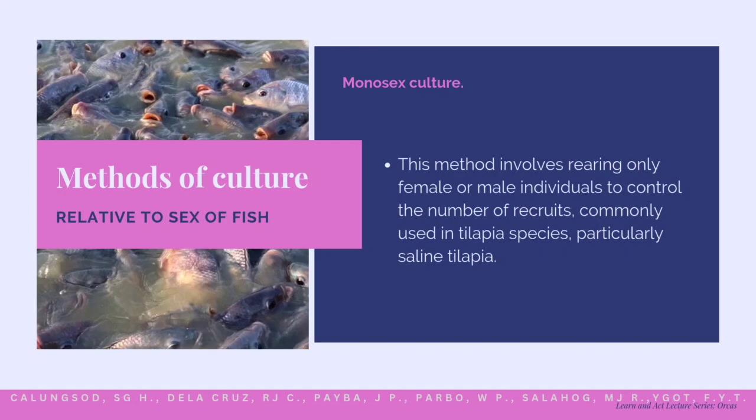methods I've said in the first slide. Examples of species commonly used for monosex are the tilapia, where males are preferred due to their faster growth, and the freshwater prawns, where females are often excluded to reduce competition and cannibalism.